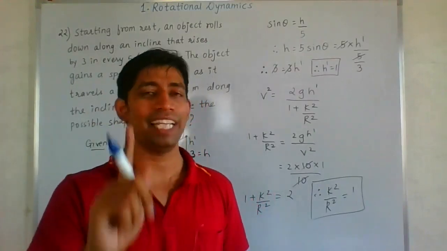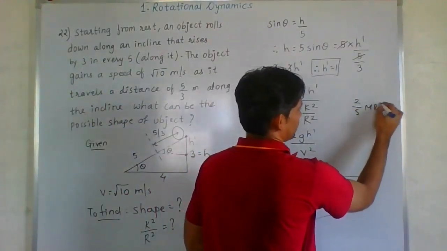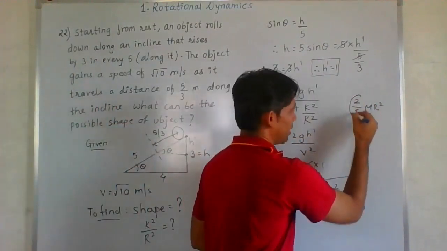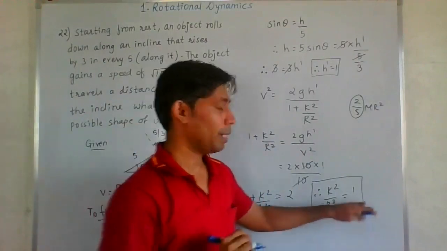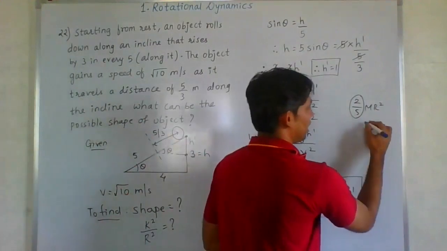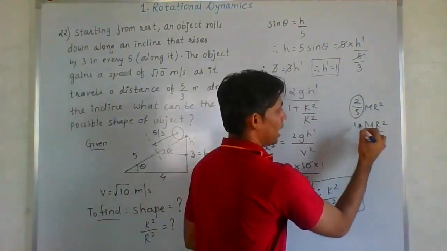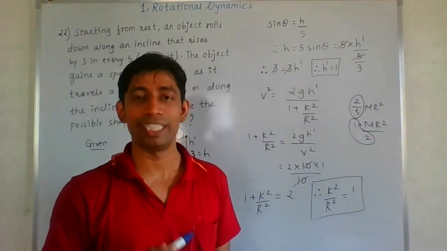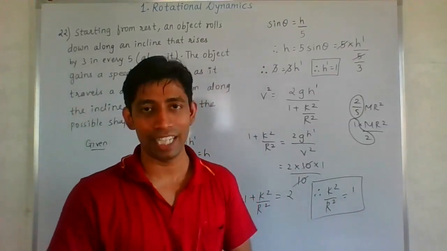I told an example in lecture number 13 also, like 2 by 5 mr square. This is the moment of inertia of a sphere. So this value is the k square by r square for a sphere. Did we get 2 by 5? No. So this object is not a sphere. Then what is it for a disk? mr square by 2. So here it is half, the value of k square by r square for a disk. Did we get that? No. So this object is definitely not a sphere.